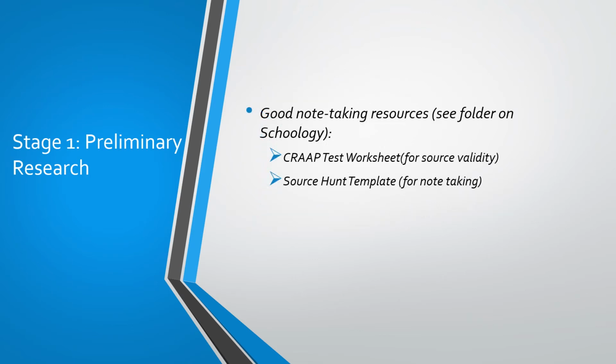In the resources folder on Schoology, there are really 2 things that help a lot with this process. And this always makes the kids giggle. It's not my acronym, but the CRAP test worksheet, which is credibility, reliability, authority, audience, and purpose, is a good checklist to see if a website is worthy of being a source.